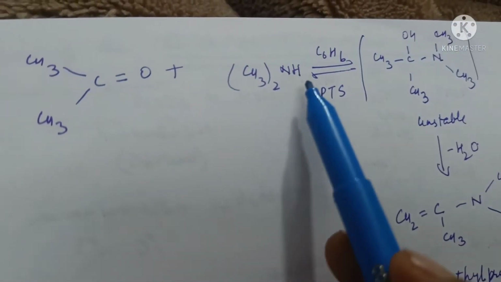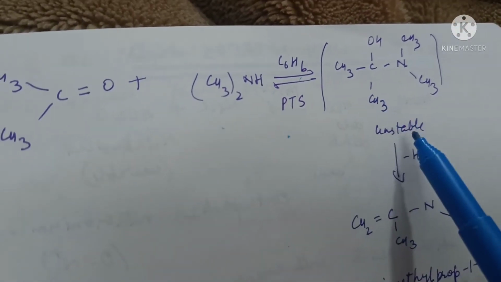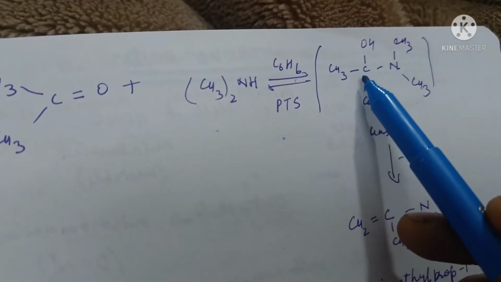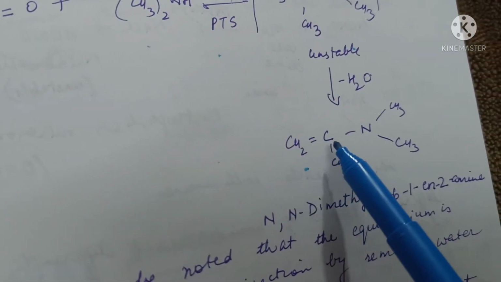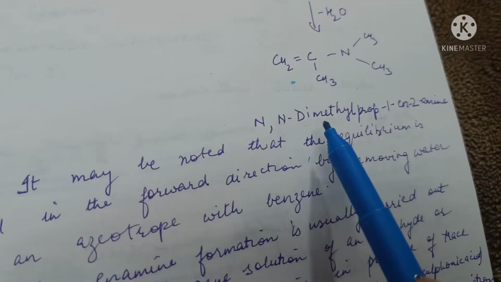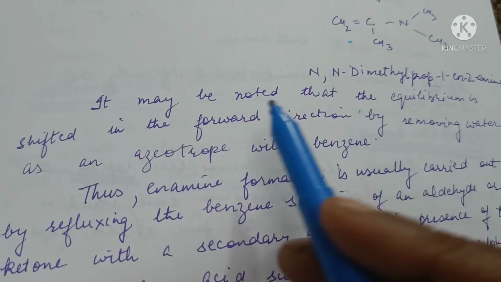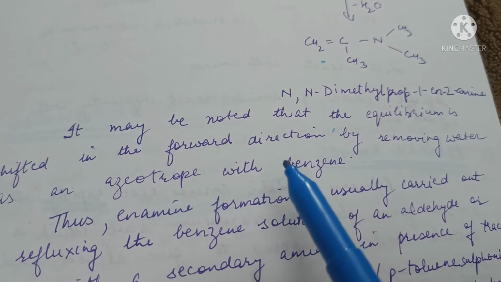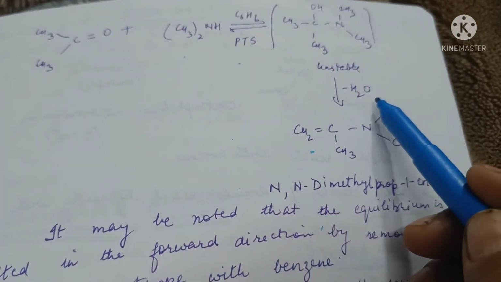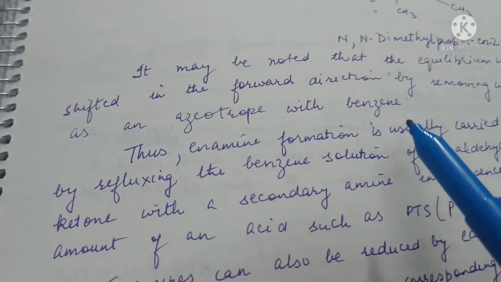Similarly, a ketone will react with a secondary amine in the presence of benzene and para-toluene sulfonic acid to form an unstable product which will later lose a water molecule to form a double bonded tertiary amine, N,N-dimethylprop-1-ene-2-amine. So the product formed is an enamine, a double bond along with an amine group. It may be noted that the equilibrium shifts to the right because the water that is formed in the reaction is removed with the help of benzene as an azeotropic mixture.